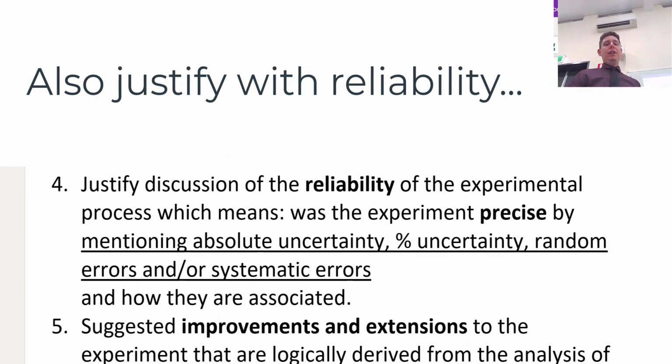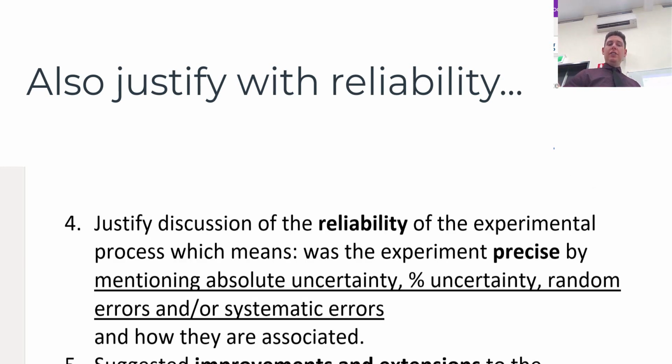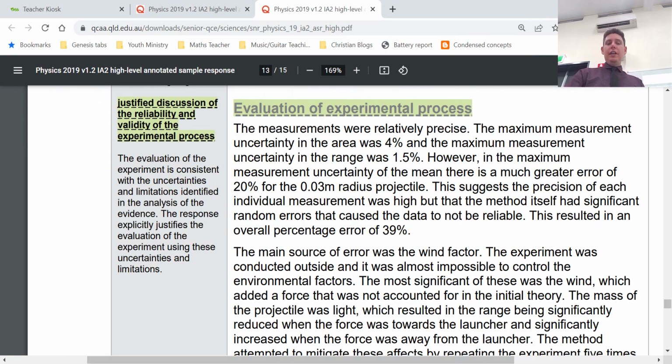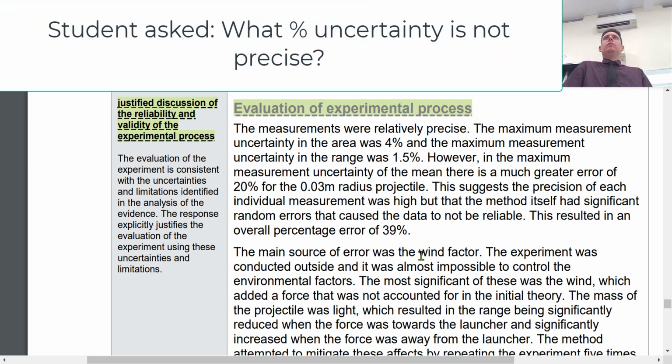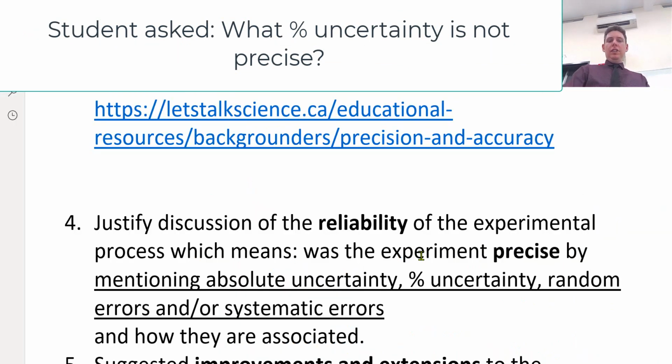Justify your evaluation of its reliability, so the precision of it. That's when you mention the percentage uncertainty and absolute uncertainty. Very low percentage uncertainty, absolute uncertainty, it's very precise. So you can see that's what they said here. This suggests the precision of each individual measurement was high, but the method itself had significant random errors. So what's a good rule of thumb? Where would you cut it off, too much percentage? More than 10%, it's not very precise.